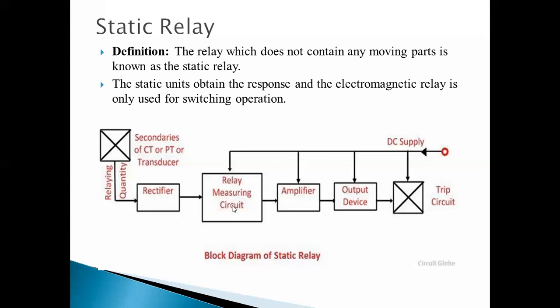Now this relay measuring circuit contains the comparator. It is checking whether, as we know, the pickup value is already set for the relay. If the current or voltage in that line is exceeding that pickup value, then only your relay will actuate, or will give the signal to the circuit breaker. So that comparison is done in this relay measuring circuit.